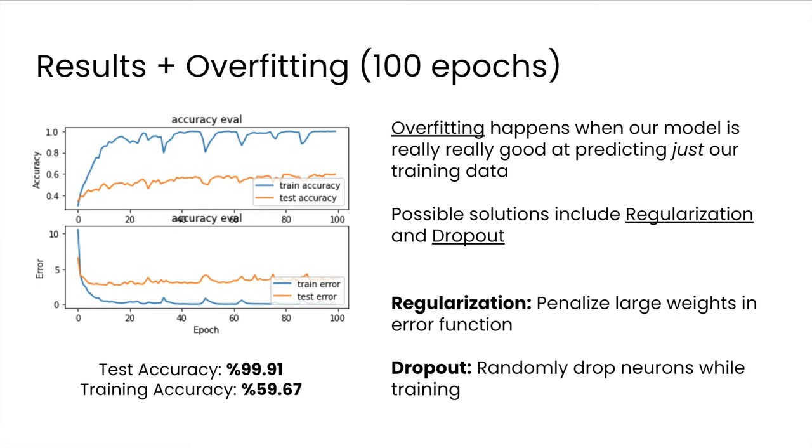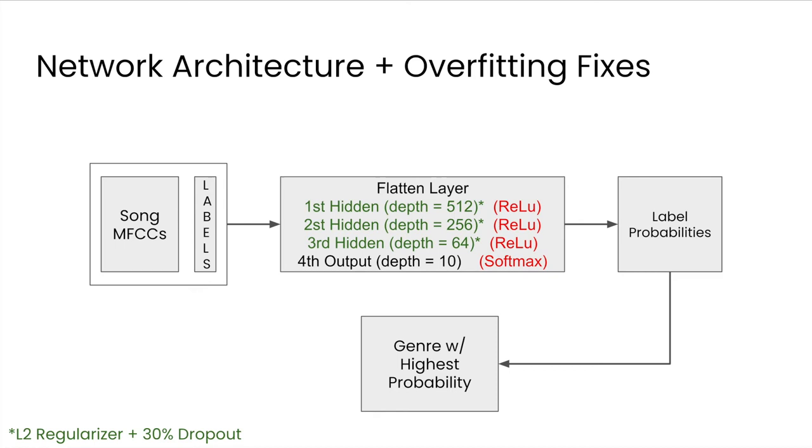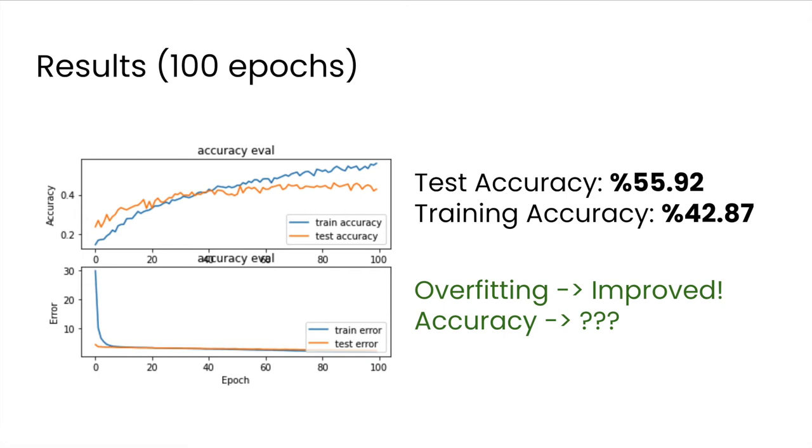After doing this, we essentially have the exact same architecture, except we have an L2 regularizer, which uses the L2 norm of the weights to penalize, and also a 30% dropout on the hidden layers. We get much better performance. Rather, there's a lot less overfitting going on.